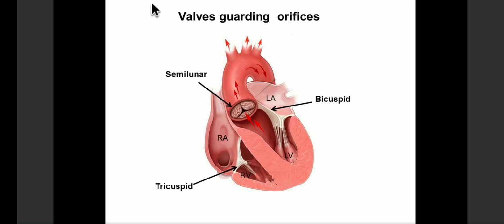Now let's see what are the various valves guarding the orifices. Bicuspid valve and the tricuspid valve. We have discussed tricuspid between the right atrium and right ventricle, bicuspid between the left atrium and left ventricle. Apart from that, there are semilunar valves present in the major vessels, that is, around the pulmonary trunk and the opening of the aorta.